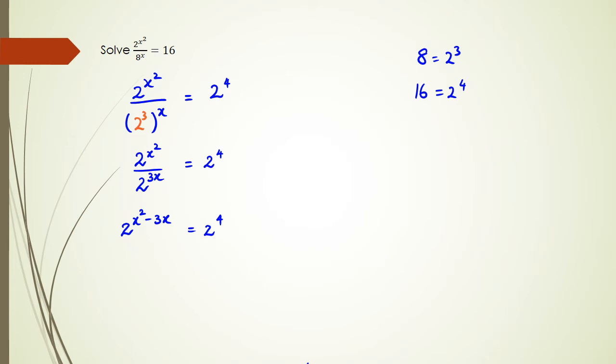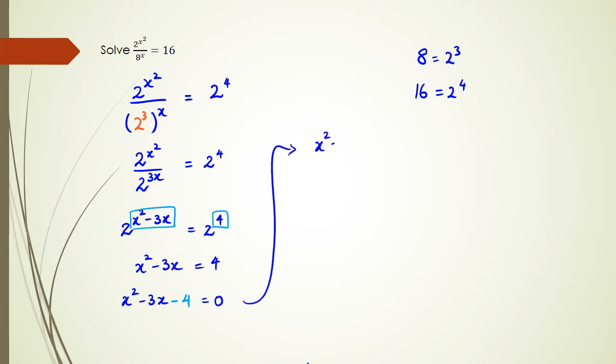Okay, I'm hoping you're with me so far in this one. Now from this point, what we can say is that this blue box is equal to this little blue box, because you've got 2 to the power of something equals 2 to the power of something else. That means both of the powers should be equal to each other. So x squared minus 3x is equal to 4. Now what you should be seeing at this point is that you're dealing with a quadratic. So we need to bring the 4 to the left hand side, where it becomes minus 4. So we have x squared minus 3x minus 4 is equal to 0.